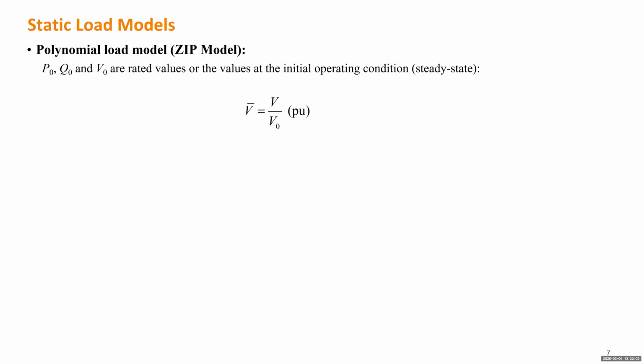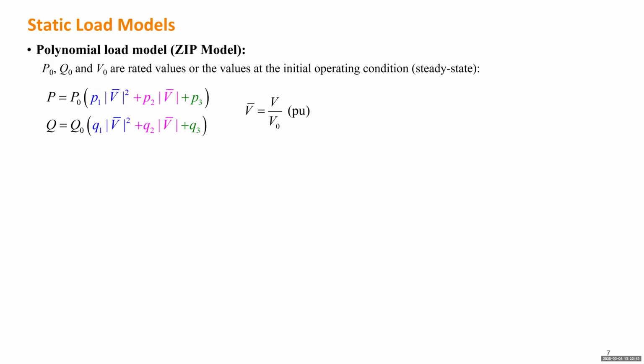Then we can define the per unit voltage to be the actual voltage divided by V0, which is the base. So the ZIP load is just defined by these two functions. The real power and the reactive power are both second-order polynomial functions of voltage. P0, Q0 are just their nominal values multiplied by a factor. That factor has three elements. The first element is a quadratic function of voltage, the second is linear, and the third is just a constant value.